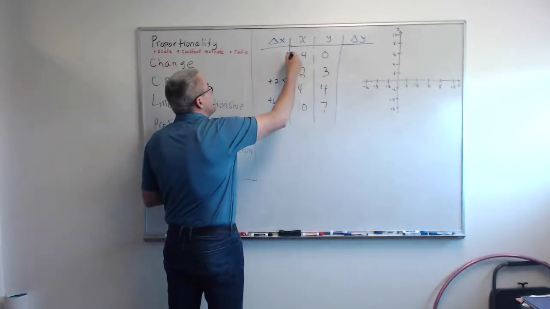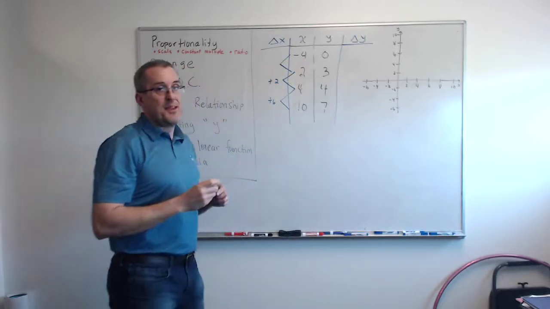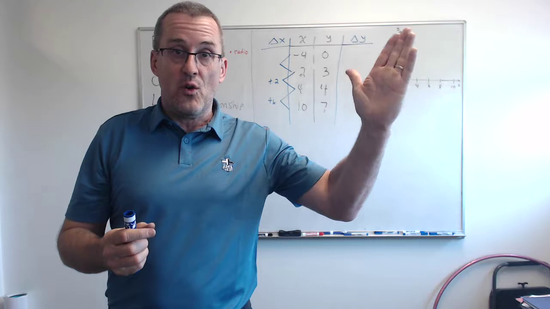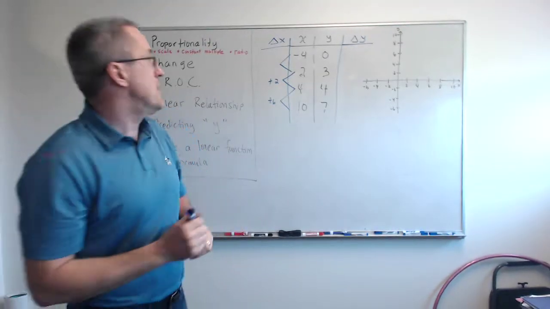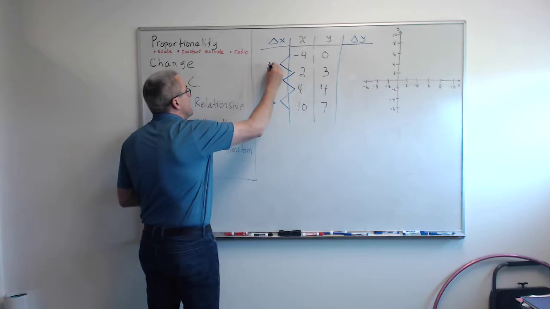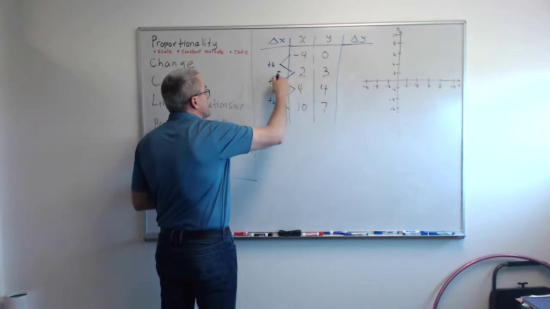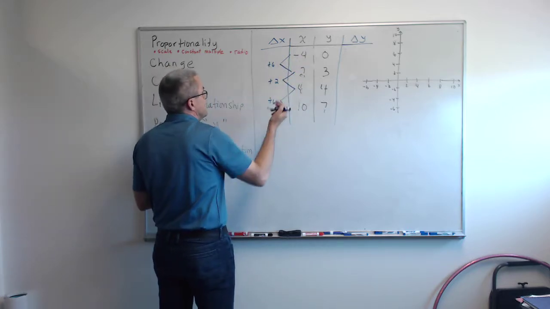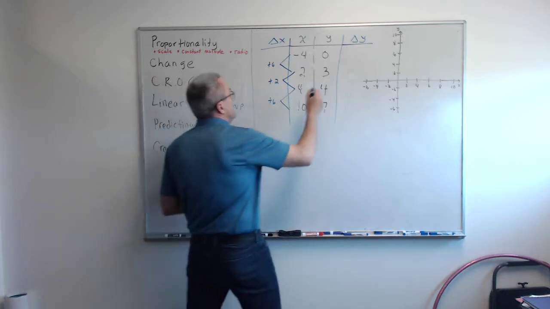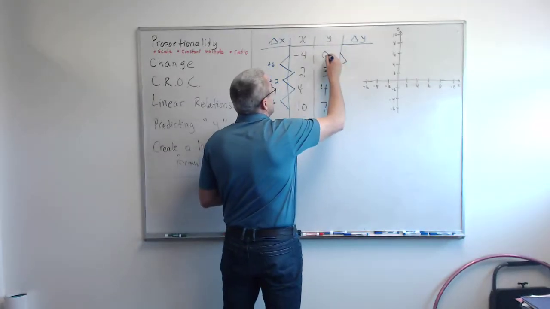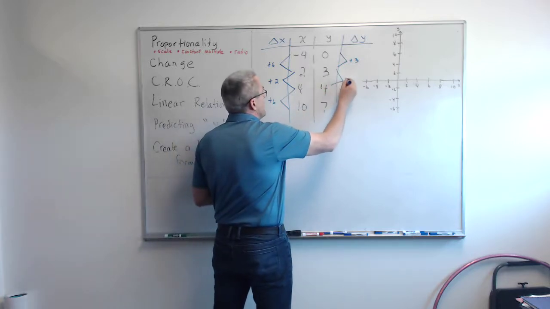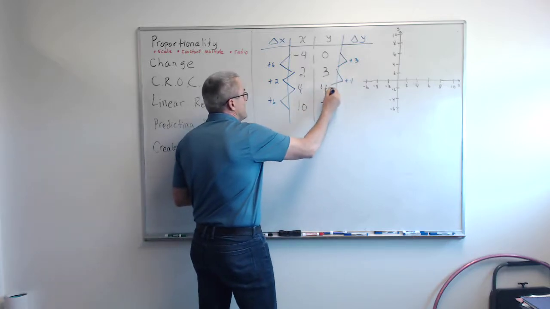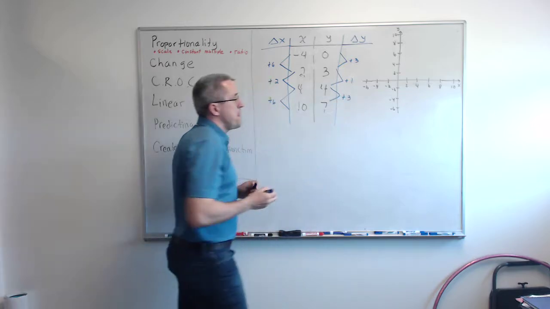From -4 to 2, let's do it. Think of a number line. From -4 to 0 would be 4 units, and then 2 more would be 6. So -4 to 2 is 6, 2 to 4 is 2, 4 to 10 is, again, 6. How does y change? 0 to 3, that's an increase of 3. 3 to 4, that's an increase of 1. 4 to 7, that's an increase of 3.